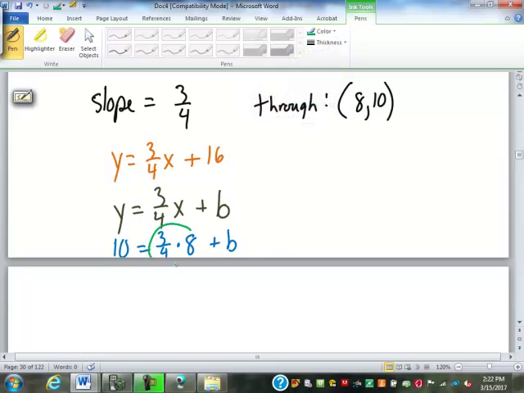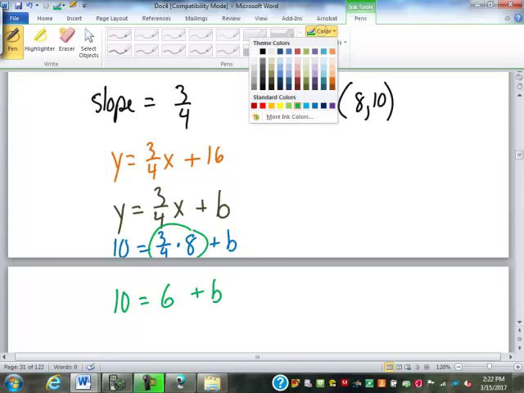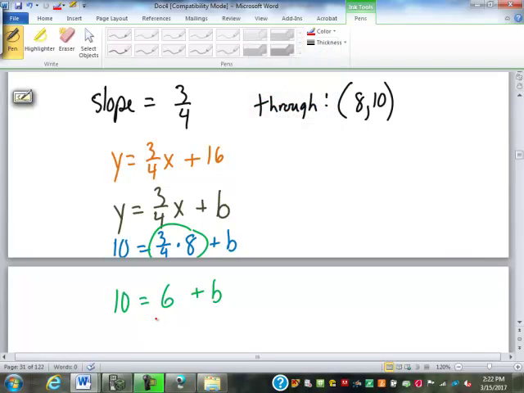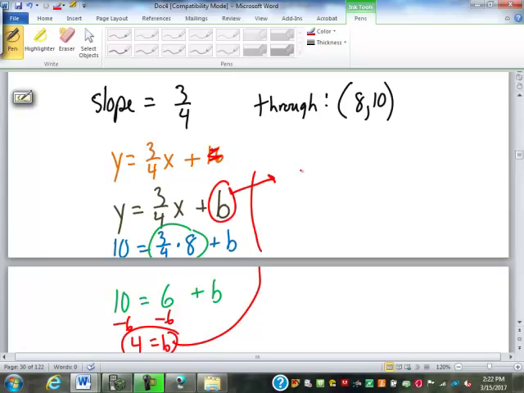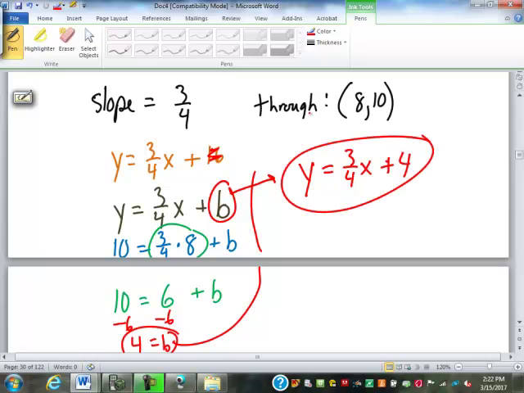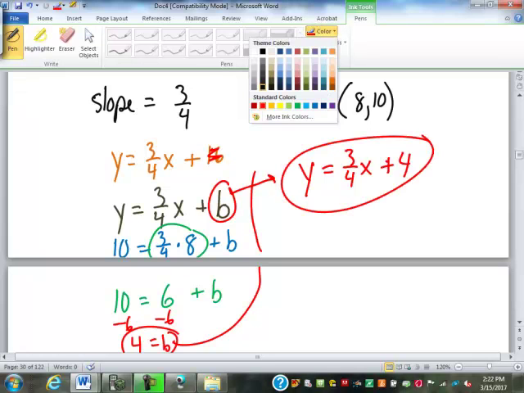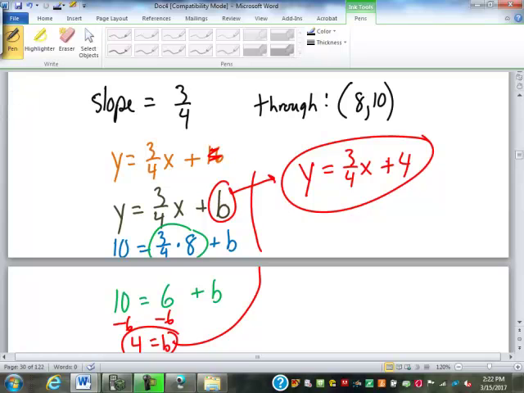So then we've got 3/4 times 8 is 6. To solve for b here, we have to subtract 6. 4 equals b. Looks like you added 6 instead of subtracted 6. So it's not quite right. But that's okay. You were close. So y equals 3/4 x plus 4. You had most of the process down. That's the start.